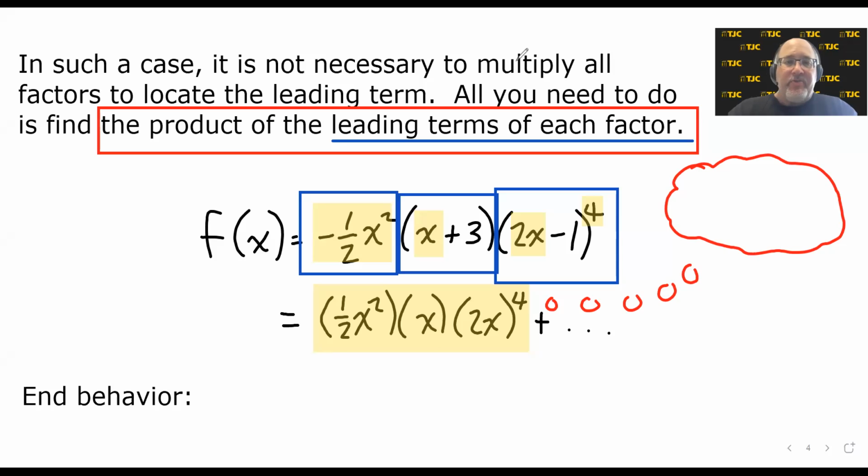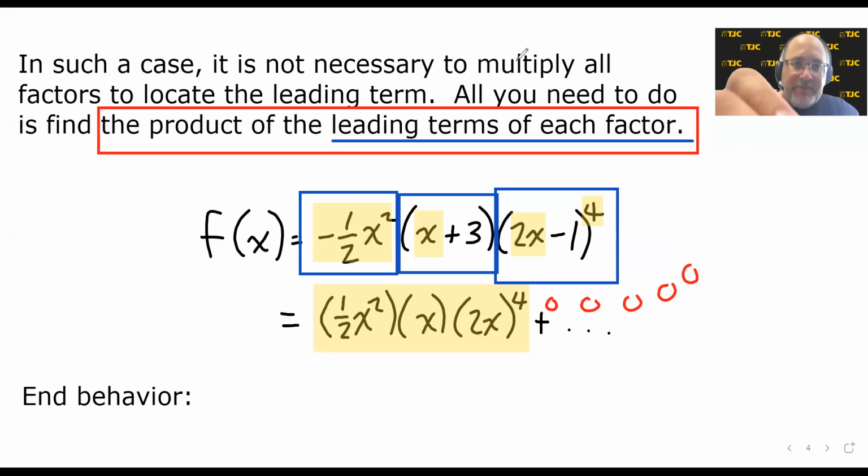The only part of this that really takes some figuring out is the 2x to the 4th power. So I'm going to erase the red cloud, and I'll put the cloud around it when I know how big it needs to be. But we have 1/2 x squared times x. And for 2x to the 4th power, we could write 2x 4 times in a row, but that's the same as saying 2 to the 4th power and x to the 4th power. And then we could clean this up.